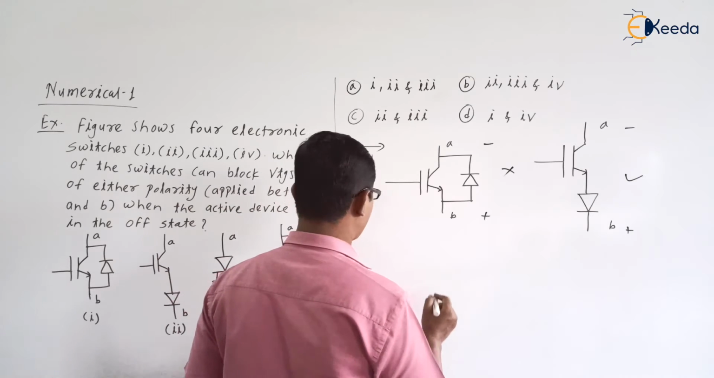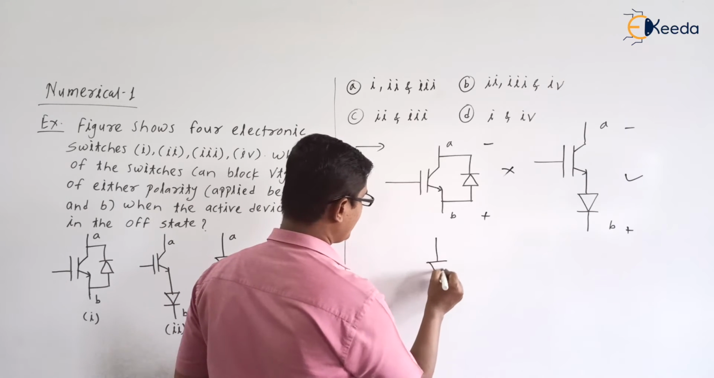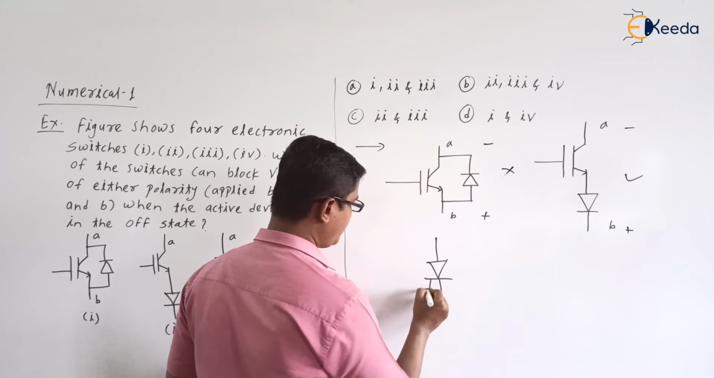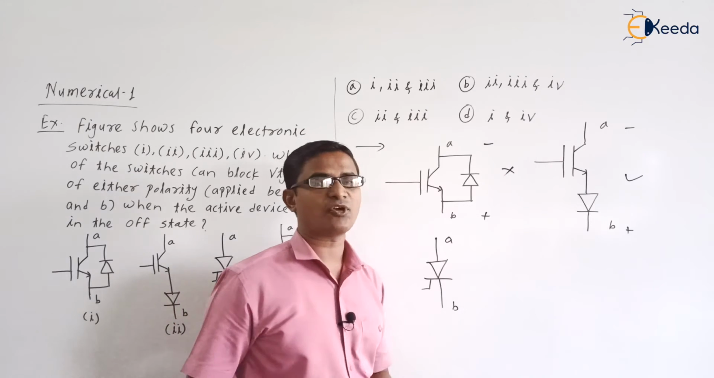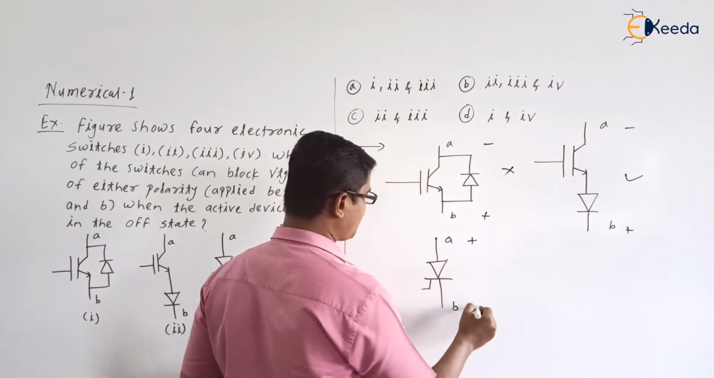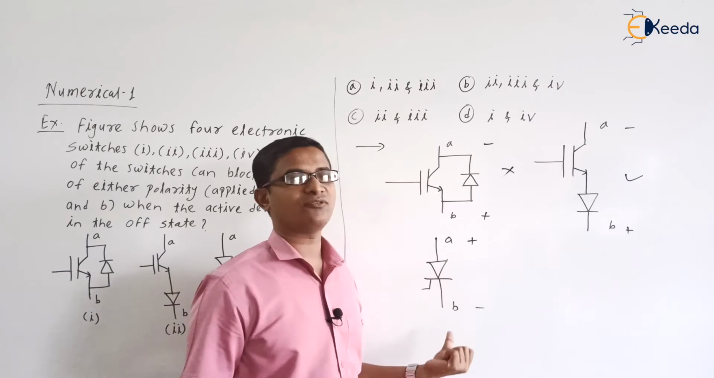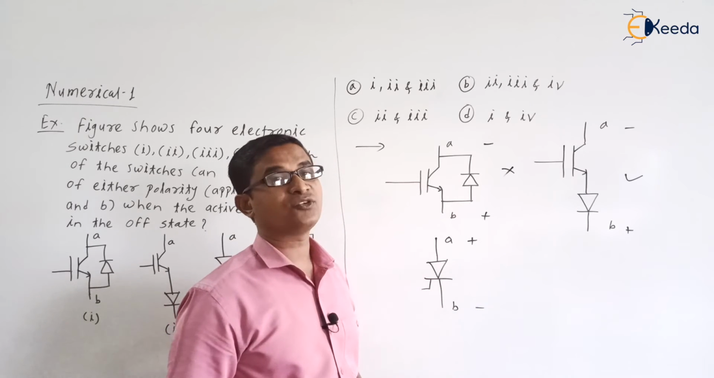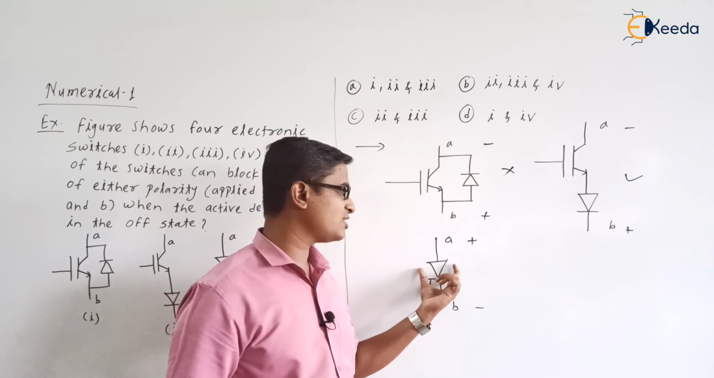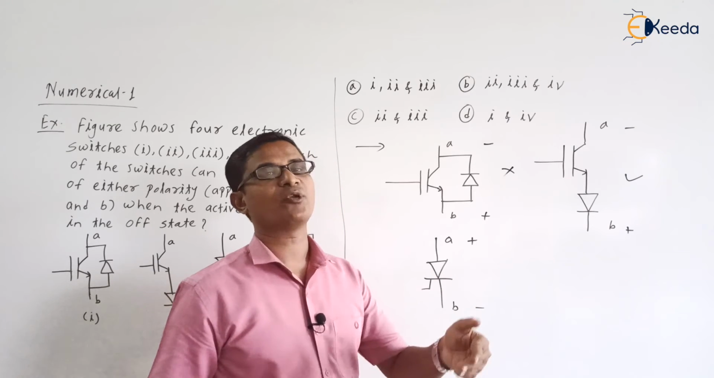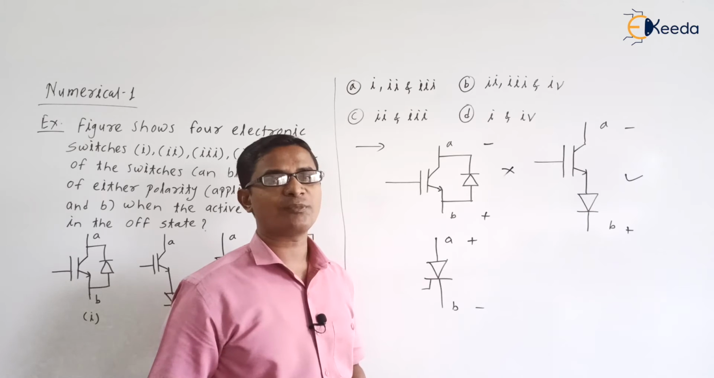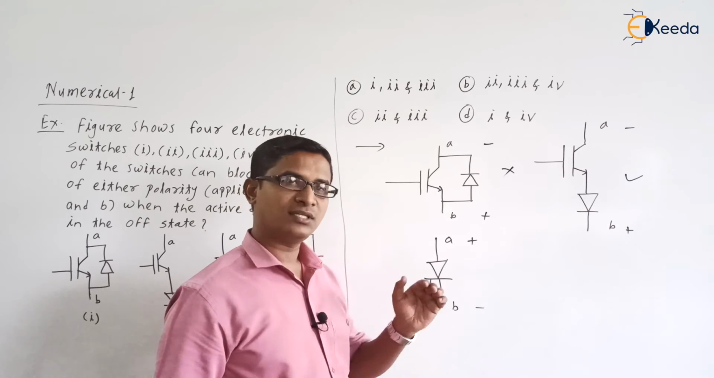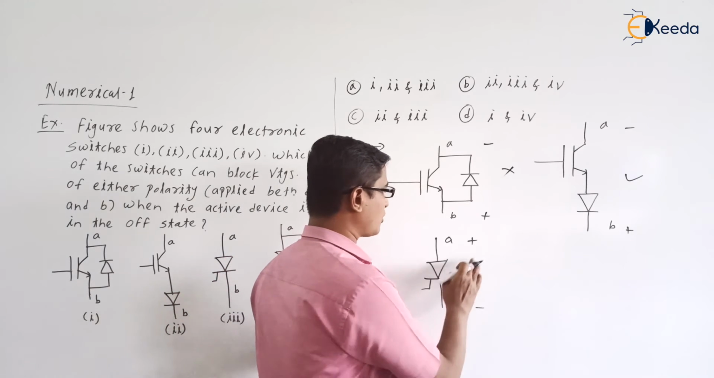Let us discuss the third switch. Third switch is a SCR. As we know, when SCR is in the forward blocking mode, suppose here it is plus, here it is minus, so it is like SCR is in the forward bias mode, and as it is given that active switch is in the off state, so when SCR is in the off state, it is like a forward blocking mode. So when SCR is in the forward blocking mode, whether SCR blocks the voltage? Yes, this switch can block the forward voltage.